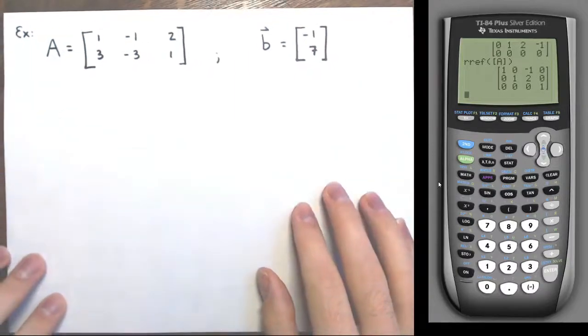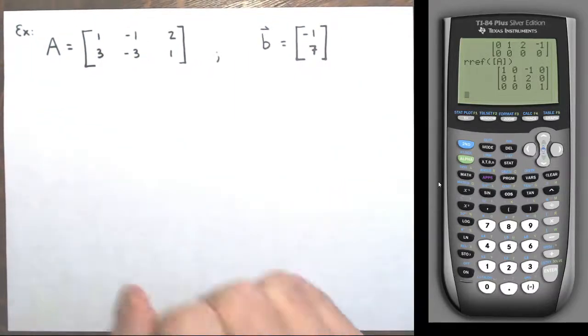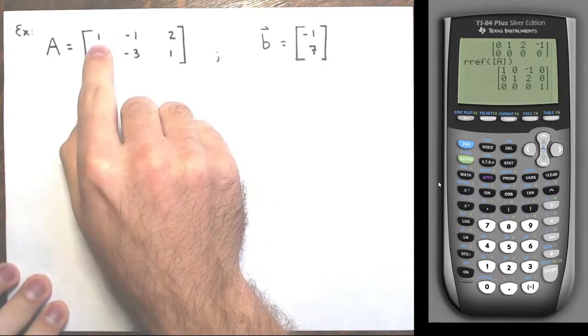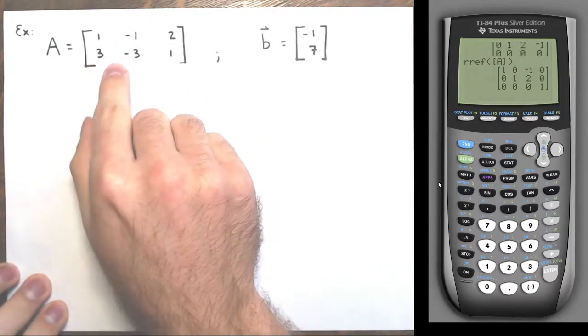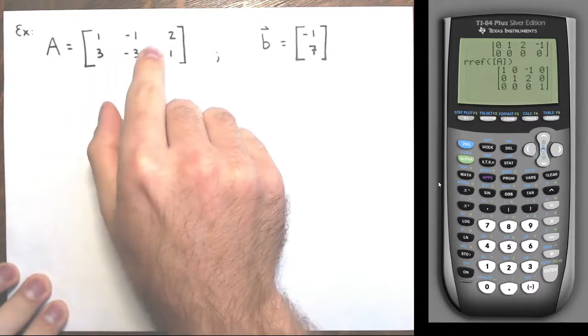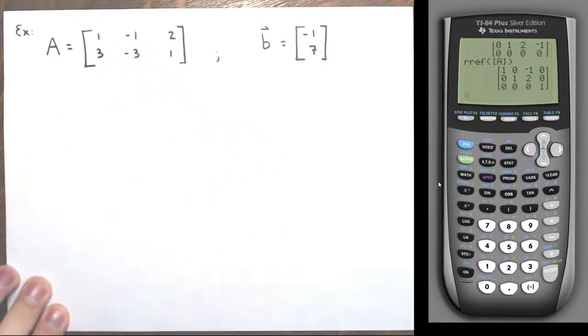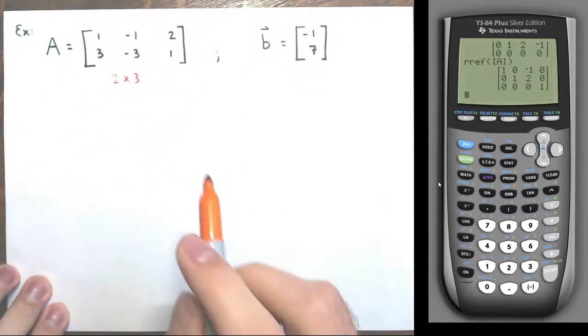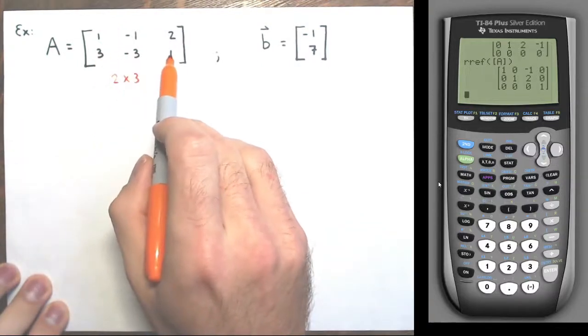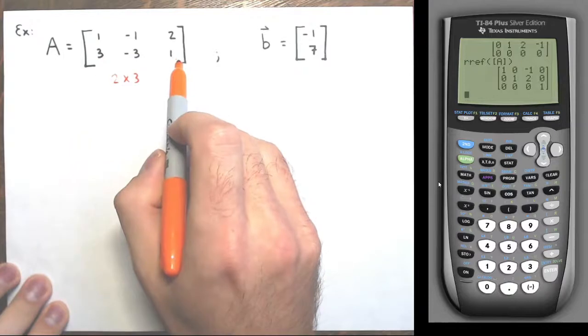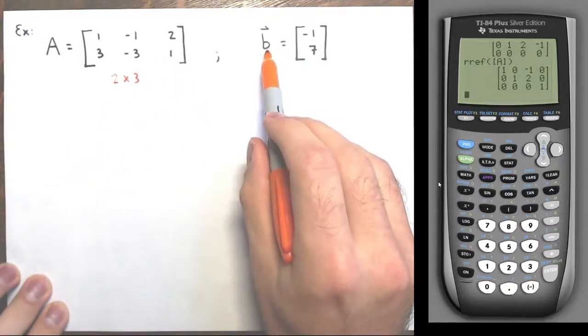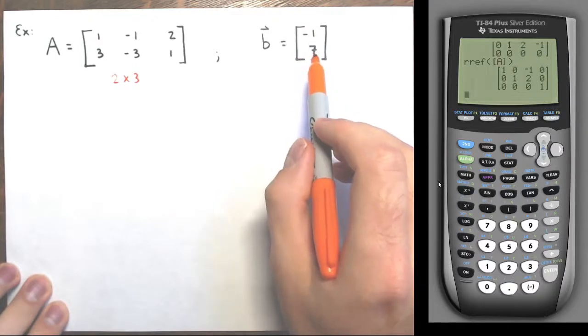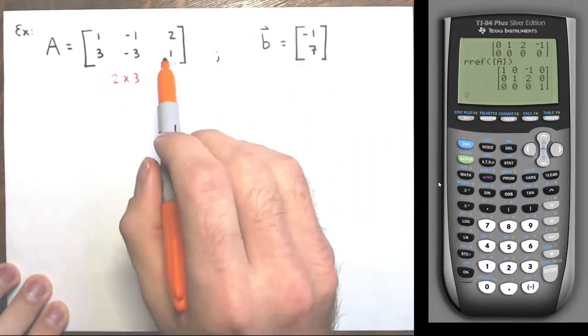So here we have matrix A with columns 1, 3, and -1, -3, which you can probably see are multiples of one another, and 2, 1. It's a 2 by 3 matrix, 2 rows, 3 columns, and each of the column vectors is from R2, since each has 2 components. And the question is, is this other vector from R2, this -1, 7, in the column space of A?